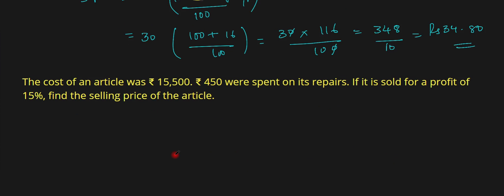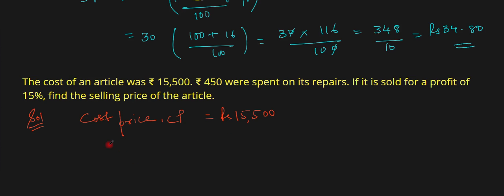Okay, let's see the next question. Some questions I'm leaving for you intentionally as homework, but if you find it difficult, you can ask me. Now the question is, the cost of an article was 15,500. So this is the CP of that article. CP means cost price of that article, which is rupees 15,500. And 450 rupees were spent on its repair.